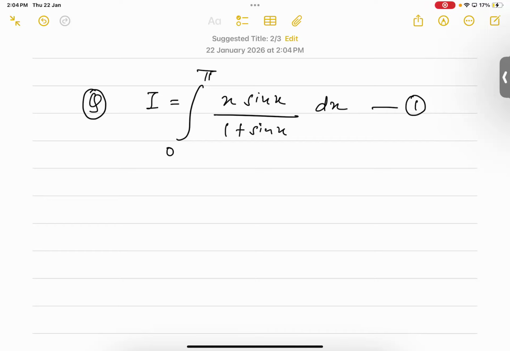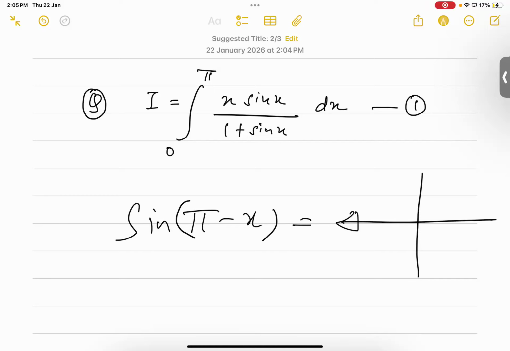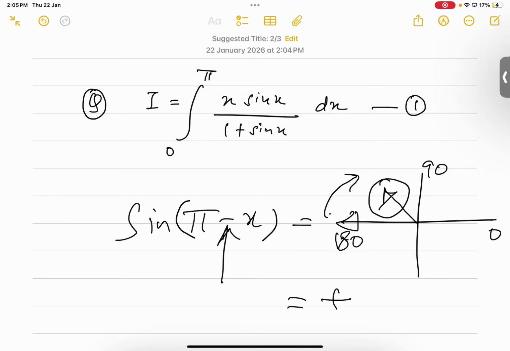You are supposed to use the same property. Sin pi minus x. Where is pi? Pi is over here. This is 0, 90, 180. 180 is over here. Minus is clockwise. So in this quadrant, your sign is positive, second quadrant, and x-axis sign remains sign. And this is x. On the y-axis it changes. Okay?